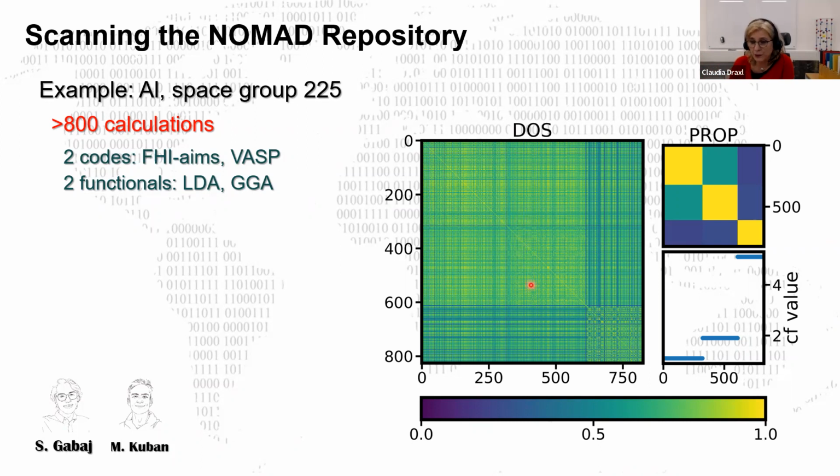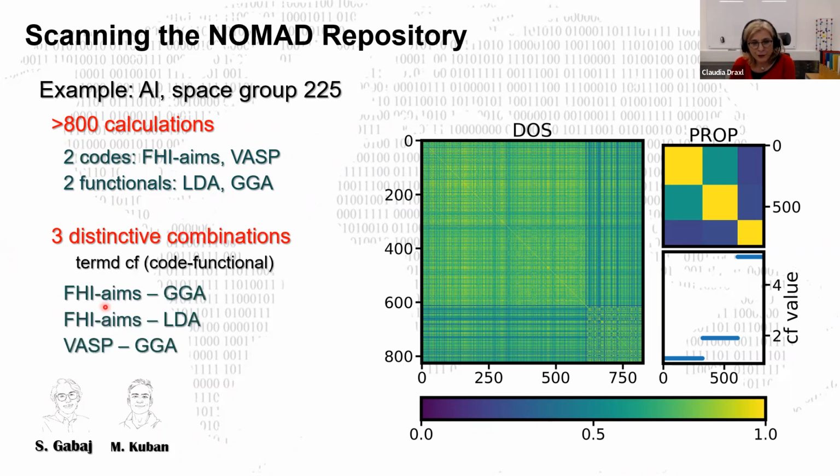And in this case, I order them such that, well, we find out that these 800 calculations have been computed by two codes, FHI-aims and VASP, and two functionals. So altogether, we have only 3 combinations, which are FHI-aims calculations with 2 different functionals, GGA and LDA, and all the VASP calculations are with GGA. And now I order these calculations such that the first 300 or so are from the first kind, the second 300 from the second, and the last from all VASP calculations.